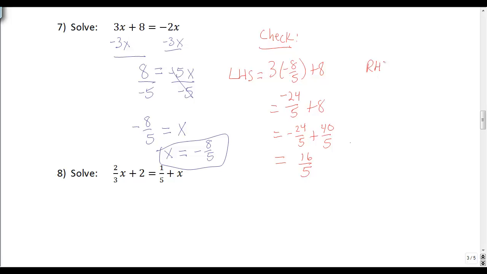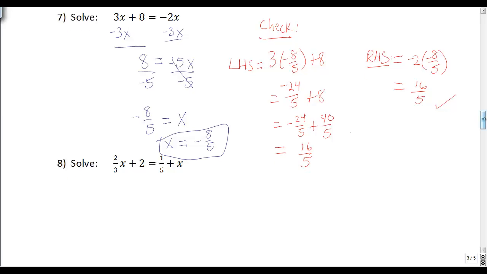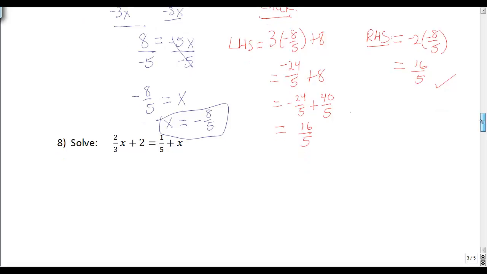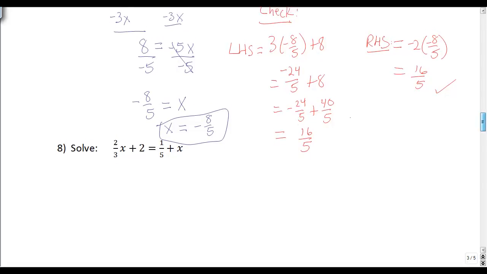Well, then the right-hand side equals, let's see, negative 2 times negative 8/5. 2 times 8 is 16/5, and the two negatives cancel. And this does check out. So a little bit harder to check. That makes it maybe a little bit less worth your while to do that if you're confident in what you did here, but you can still check.